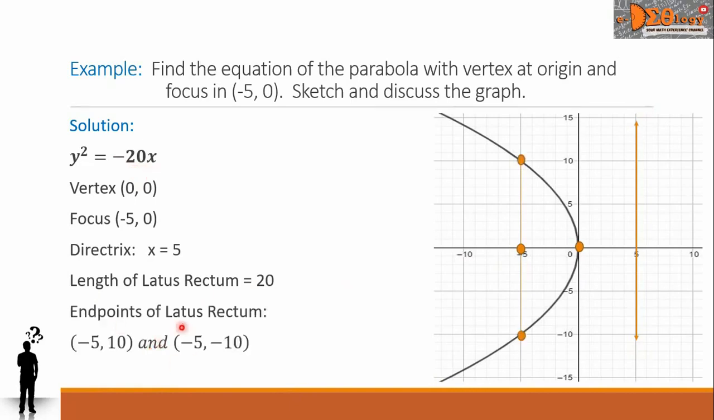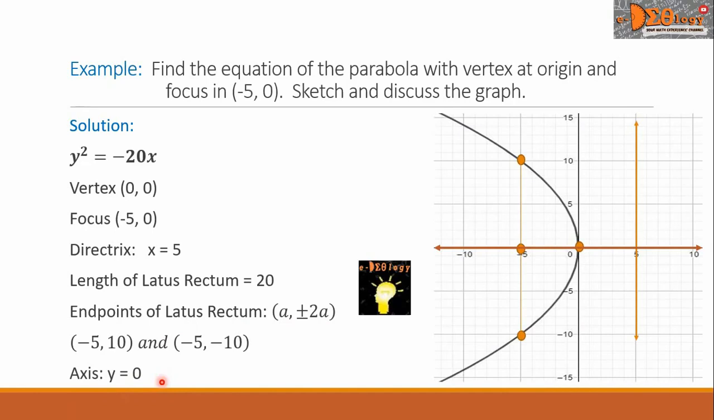The endpoints of the latus rectum are the points (-5, 10) and (-5, -10). This idea comes from the formula (-a, plus or minus 2a). The axis is the x-axis itself, and the equation is y equals 0. This is our final answer.